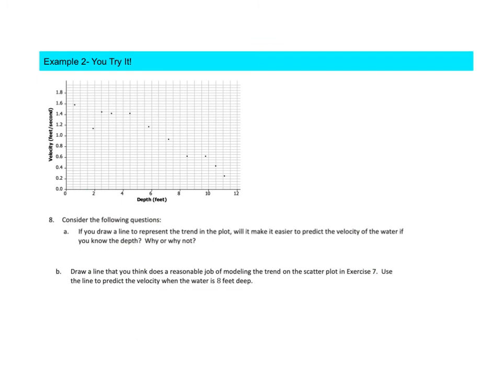All right, consider these following questions. If you draw a line to represent the trend, would it make it easier to predict the velocity? I'm just going to answer this for you, yes, because you can use that line to make the prediction. That's the whole point of a line of best fit. And then it says draw a line that you think does a reasonable job, and use it to predict what the water will be when it's 8 feet deep. So go ahead and do this on your own, and then we'll check it in about 30 seconds. So draw a line of best fit and predict what the velocity is going to be at 8 feet.